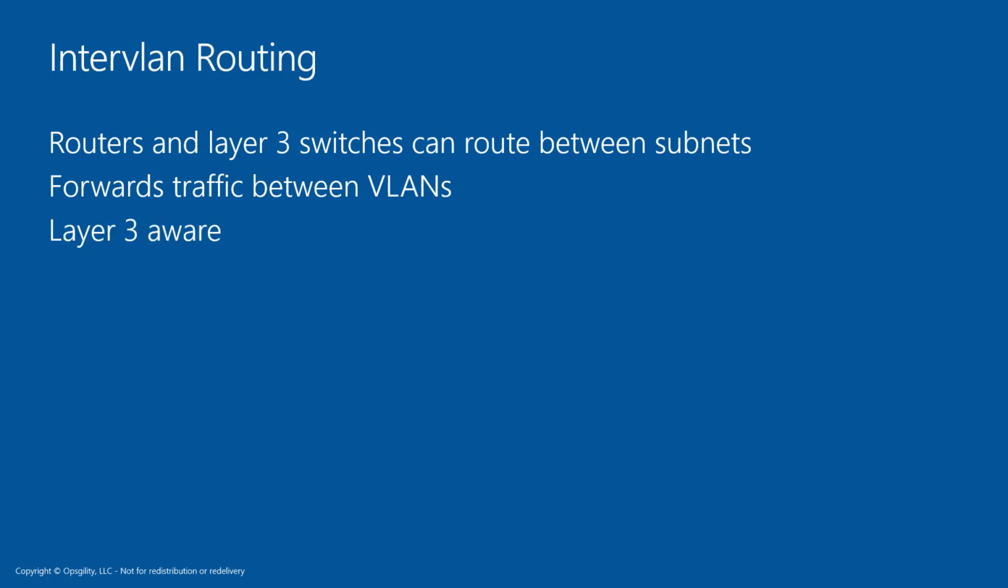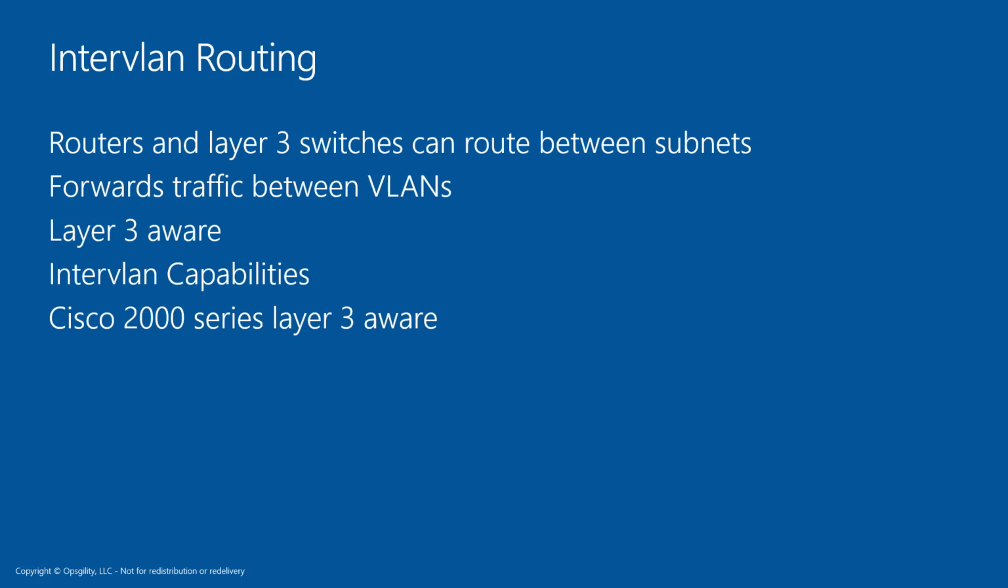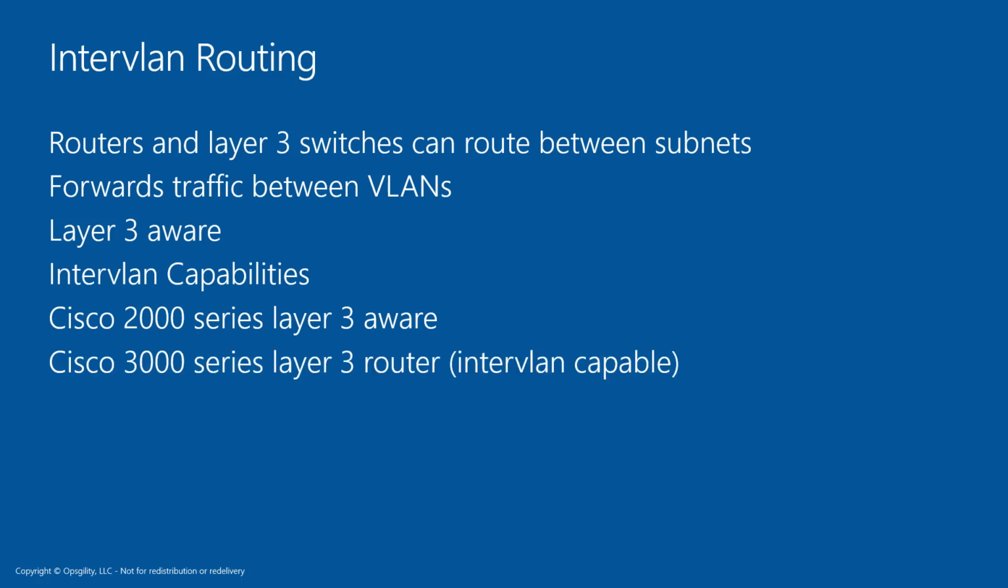Less expensive switches are what's called layer 3 aware, but cannot route between the VLANs. We need to have a layer 3 switch that is inter-VLAN routing capable. Various vendors label their layer 3 switches different ways. For Cisco, for instance, the 2000 series is layer 3 aware, but only the 3000 series can route between the VLANs. If you don't have a router in your network and you use multiple VLANs, you need at least one inter-VLAN capable layer 3 switch, or in this case, the Cisco 3000 series, or the subnets will never be able to find each other.